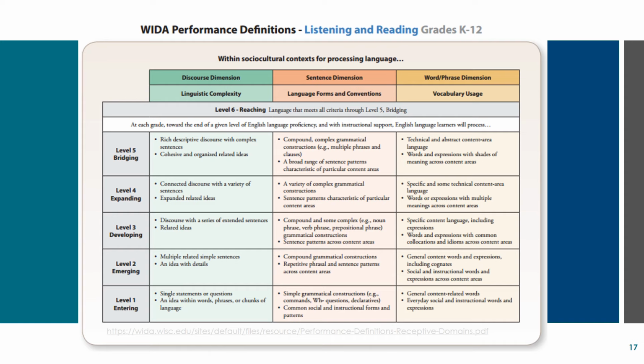And for every level, there are descriptors that teachers need to understand. If you are a level 1, this is what you know and are able to do in language development. So that means in English. The 3 columns that you see address linguistic complexity in green, then language forms and conventions in orange, and then in yellow, vocabulary usage.